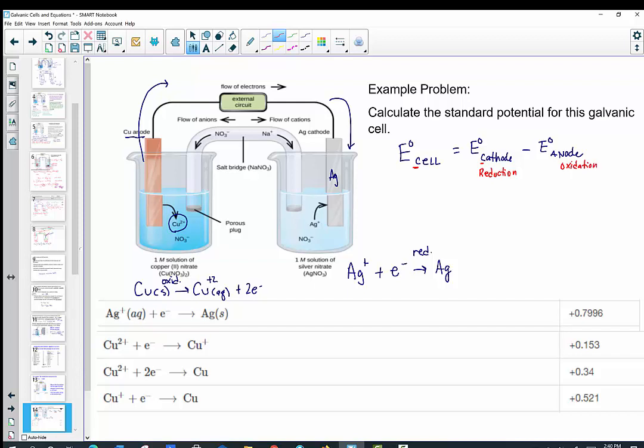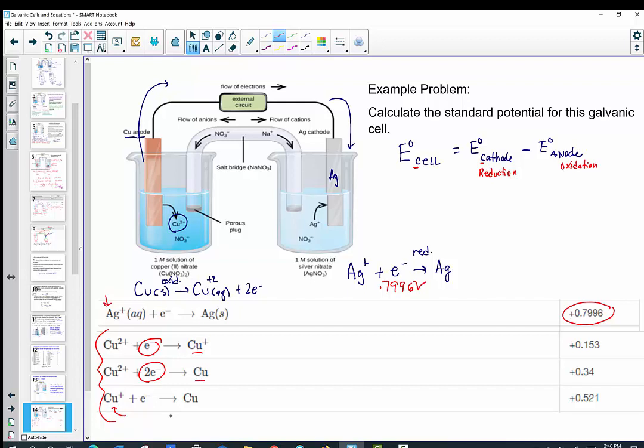I went into the reference chart and I just clipped the values that we needed. The silver has a potential of 0.7996. And I grabbed 3 different coppers to emphasize that you really have to be careful and find the exact reaction you're looking for. Did our copper plus 2 gain just 1 electron and form a copper plus 1? Did it gain 2 electrons and form elemental copper? Or did it start as a plus 1?